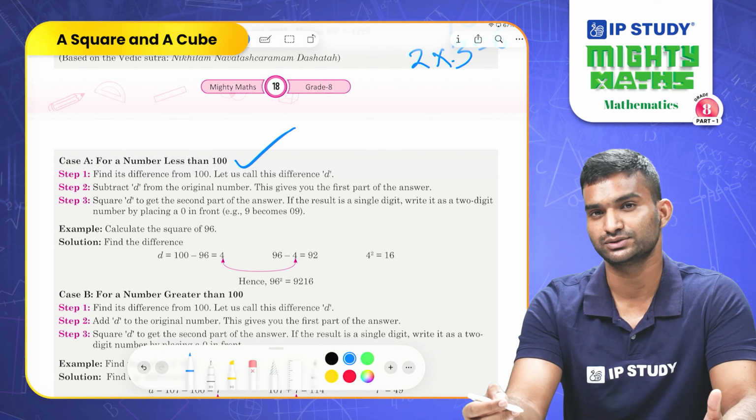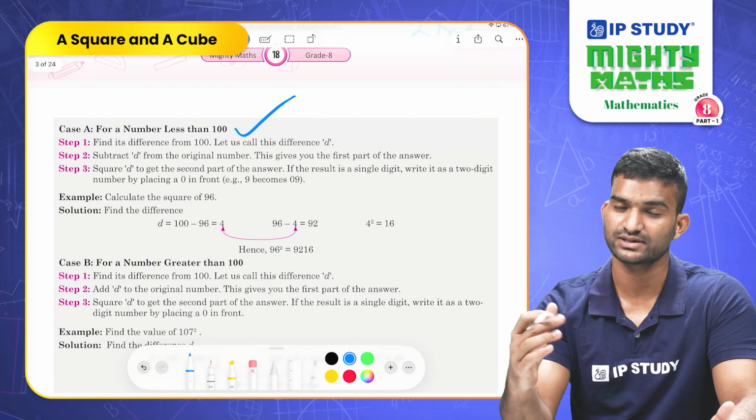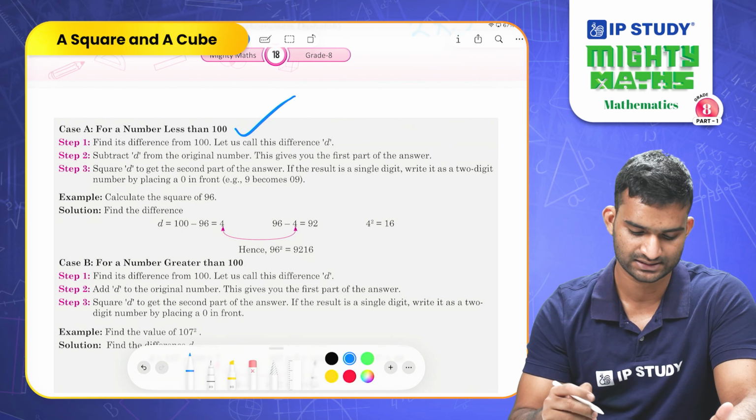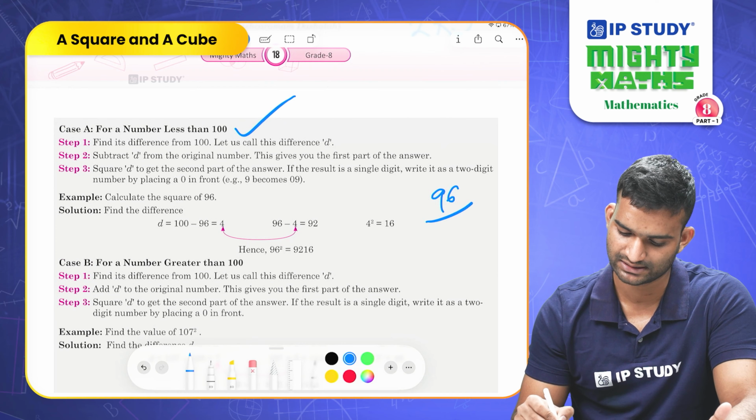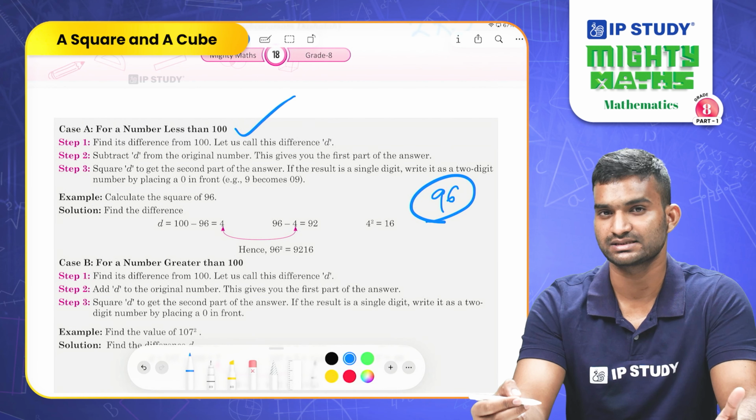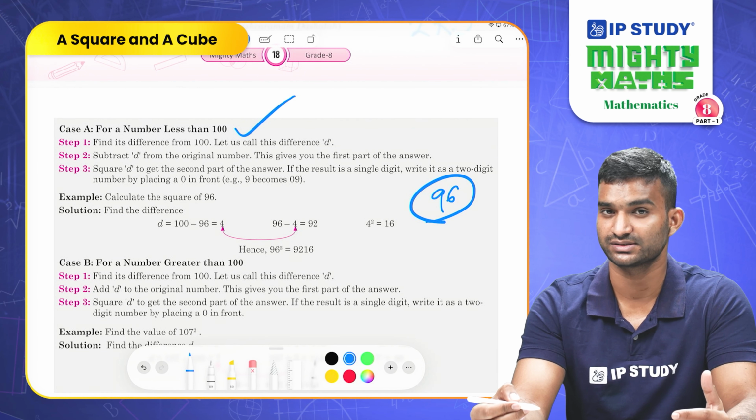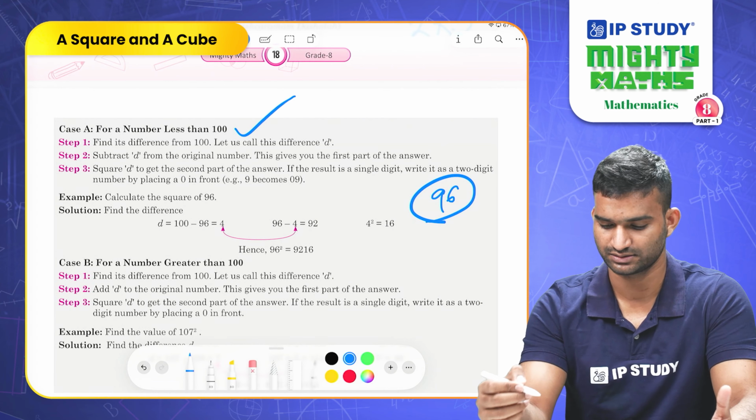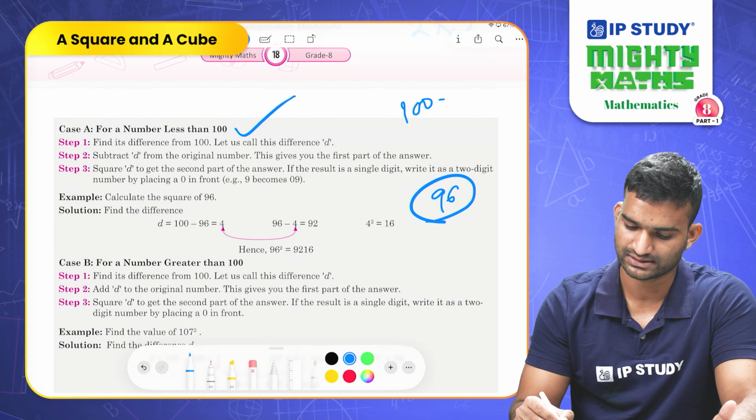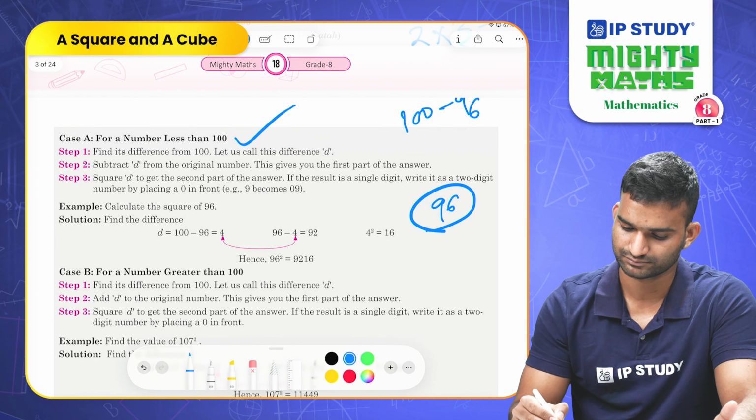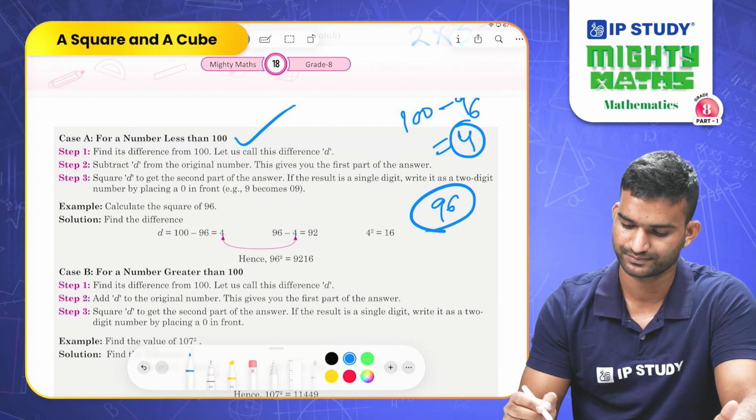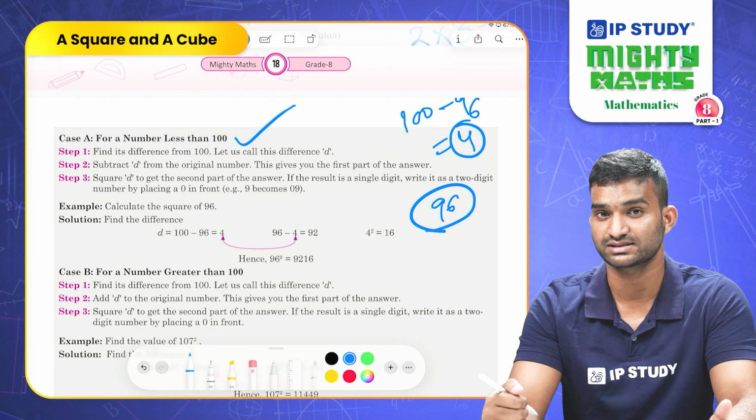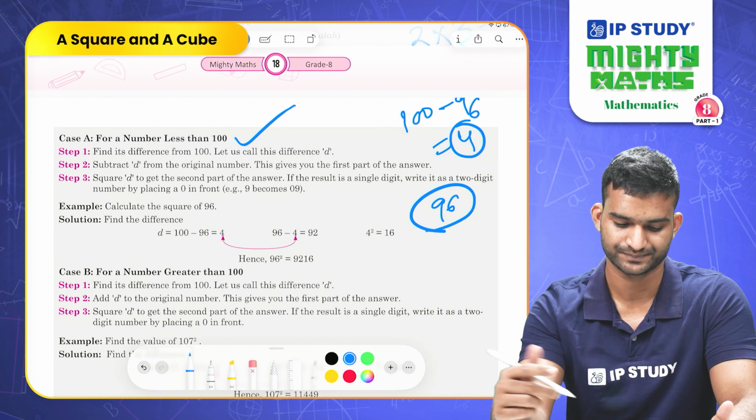So what we need to do here? Firstly, we consider the number. In this case, the number is 96. Our first step will be to take the difference of 96 and 100. So 96 and 100, its difference will be 4. Consider this difference as our main element.